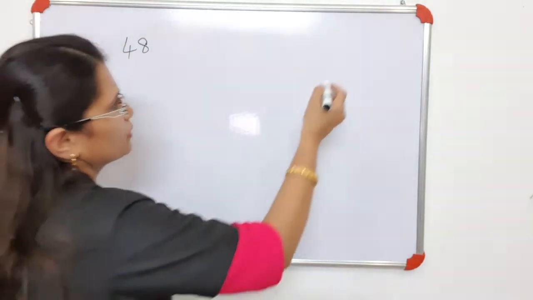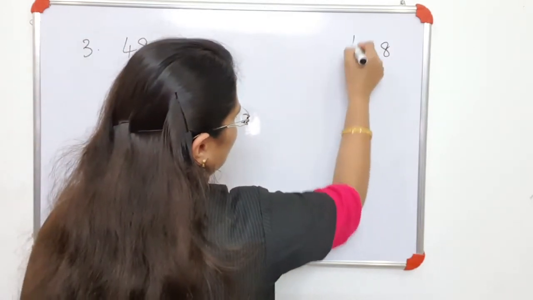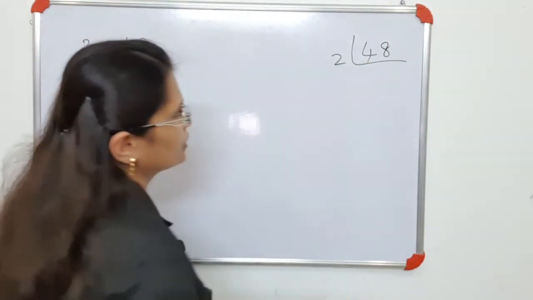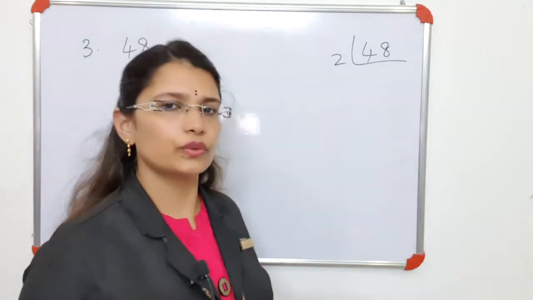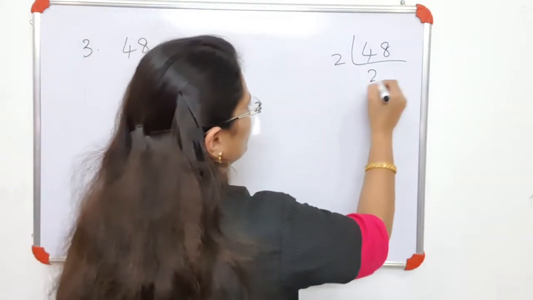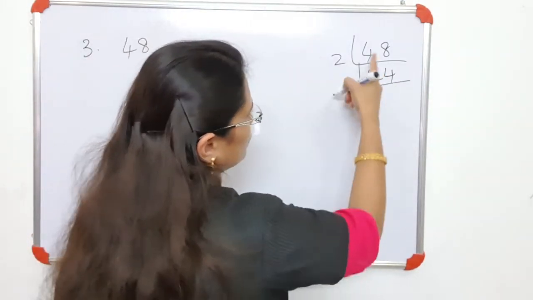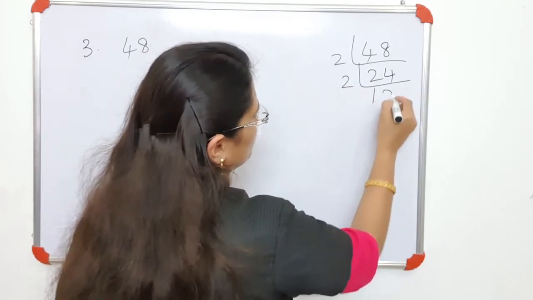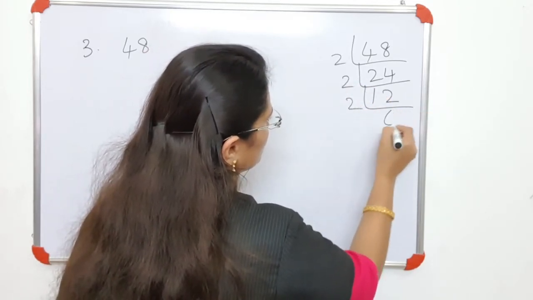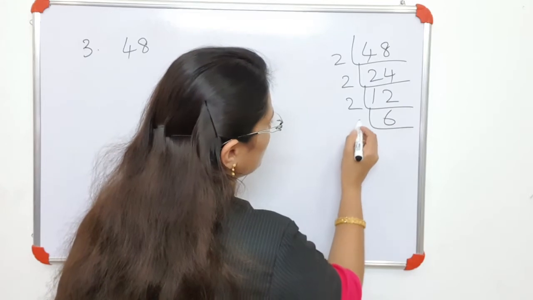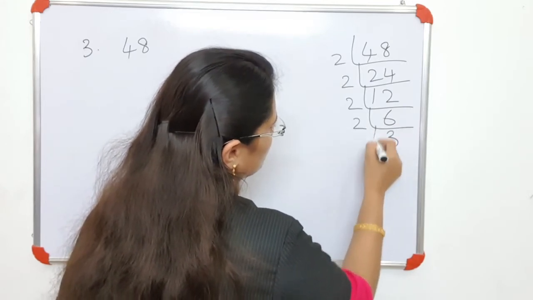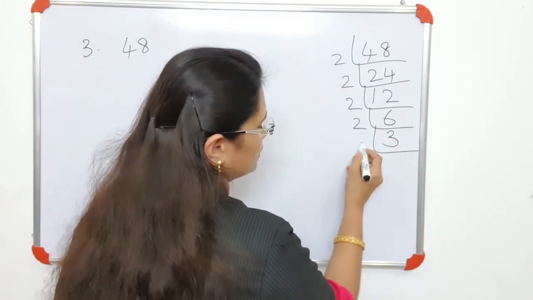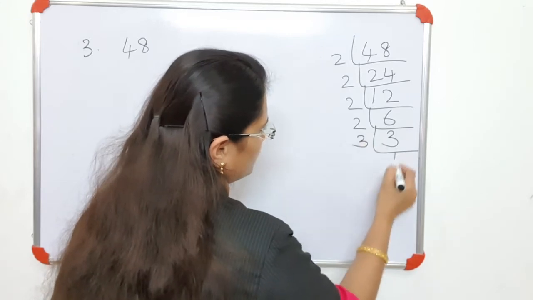48. Do prime factorization first. 2, which is the smallest prime number? 2. So 2 into 24 is equal to 48. 2 12s are 24. 2 6s are 12 and then 2 3s are 6 and then 3 we have to take 3 only.